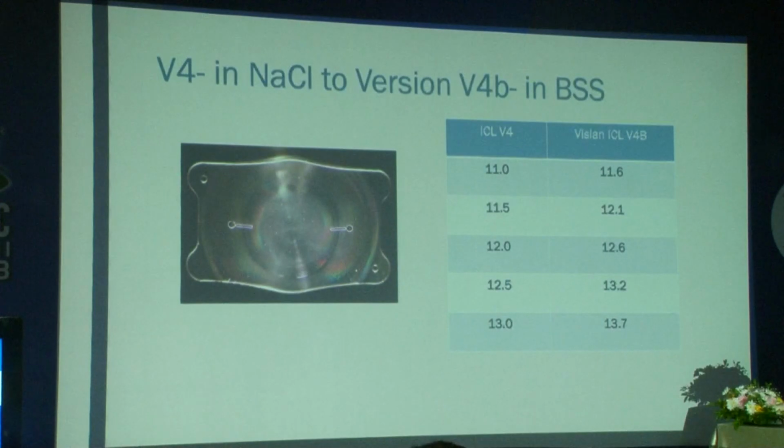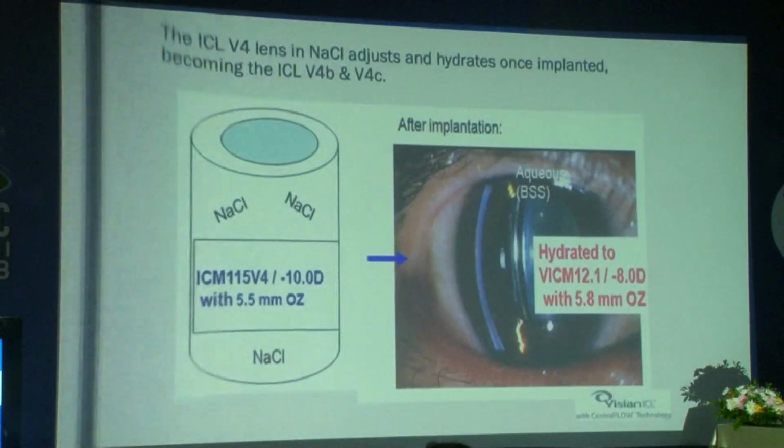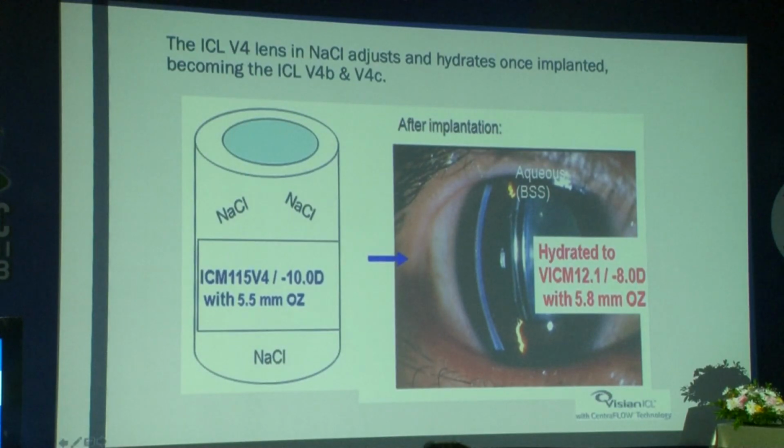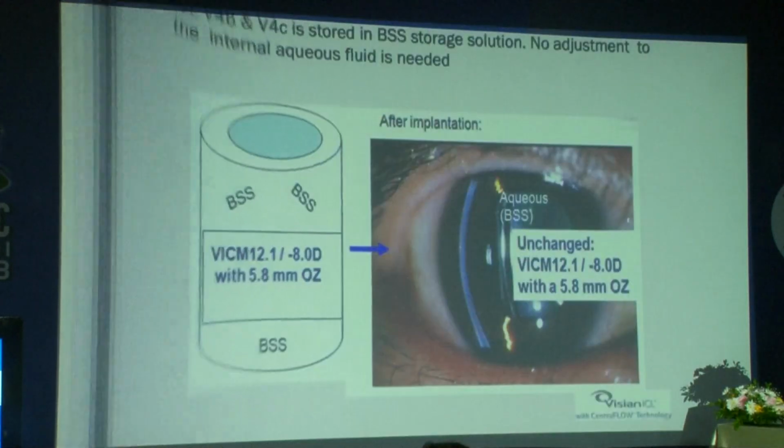So the ICL was the V4 model, is the first one. When I started using it, it came in sodium chloride solution, and it was available in 5 sizes from 11 to 13mm. And with the sodium chloride version, we usually used to wait because it would hydrate in the eye and the size of the lens would increase. So we would wait to measure the vault and then judge the sizing and place an order for the other eye lens after that.